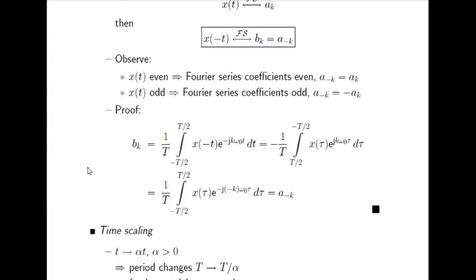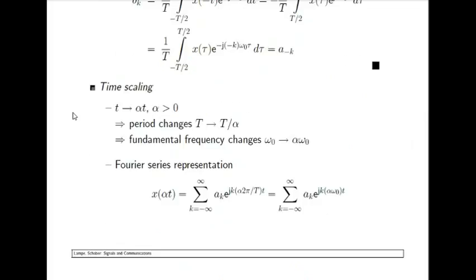Now let's see the proof of this property. Here b_k is equal to 1 upon T, integration over time period T, which we are taking in this case as minus T by 2 to T by 2, x(minus t) e to the power minus j k omega naught t dt. I have replaced minus t with tau. So I'll get the minus outside and this term inside, so I can write it in this form, which is the Fourier series coefficient a of minus k. So you can see that b_k is equal to a of minus k.